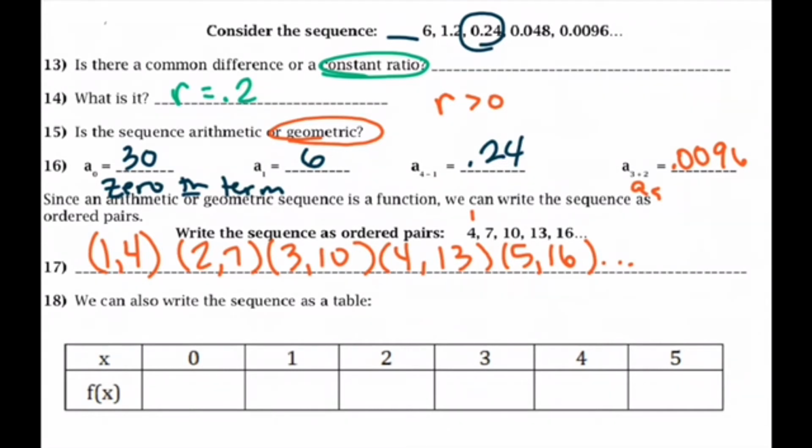You can also write this sequence in a table. So we've got our inputs in this top table, and that's 0, 1, 2, 3, 4, 5. What do you think those 0, 1, 2, 3, 4, 5 stand for? What do you think? It's like sub 1.